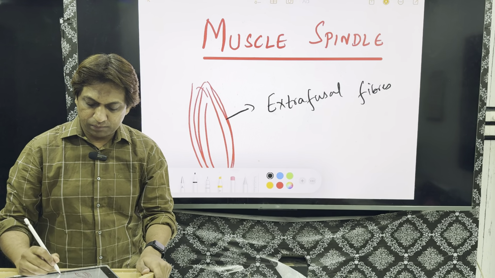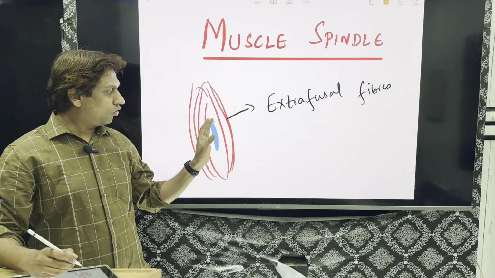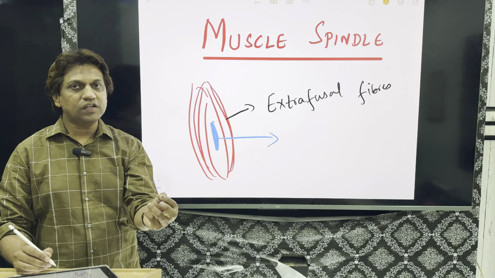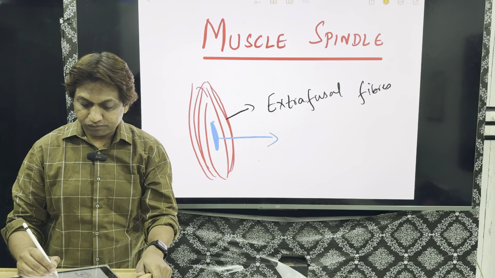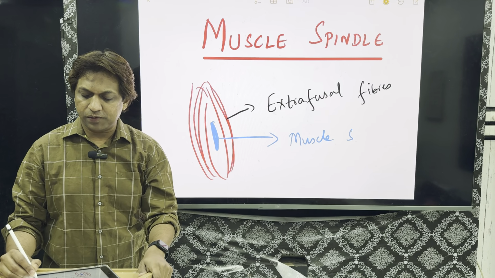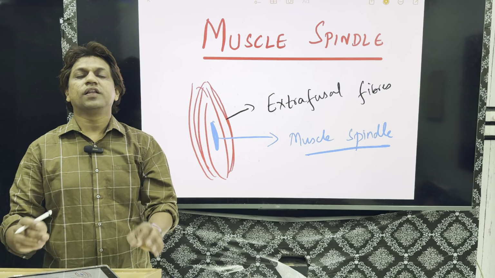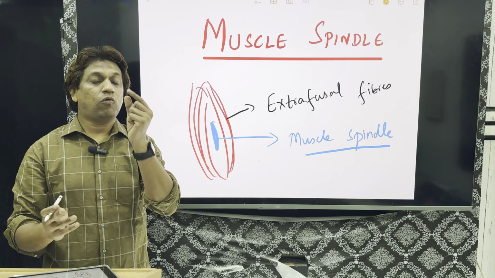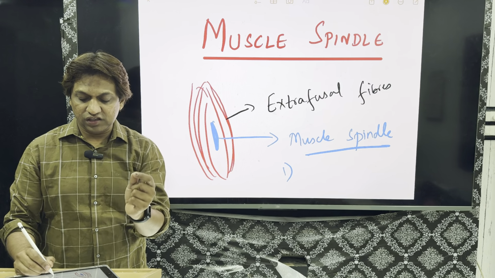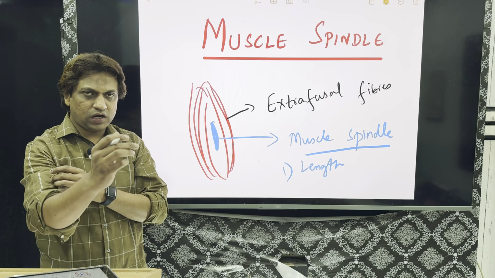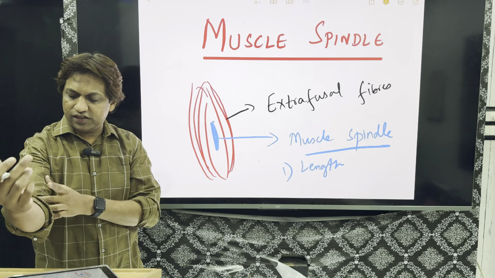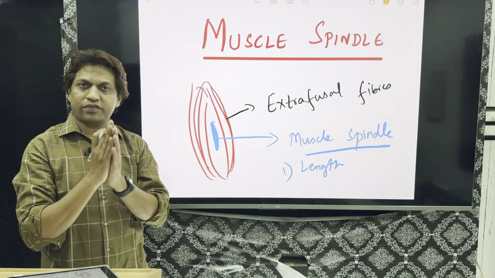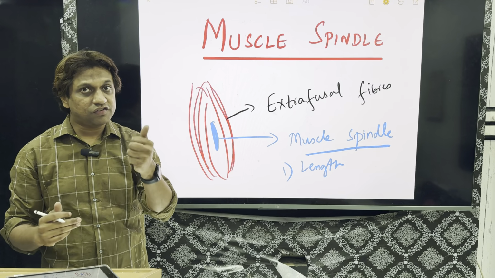With the help of this blue color, I am highlighting this. There are stretch receptors present in the muscles, and these are simply known as muscle spindles. Hope the concept is clear. Muscle spindles are the stretch receptors present inside the muscle which detect two important things. One is the change in the length of the muscle fibers. Whenever the length of the muscle fiber changes, either increases or decreases, it is sensed by the muscle spindle. It is stretch sensitive.